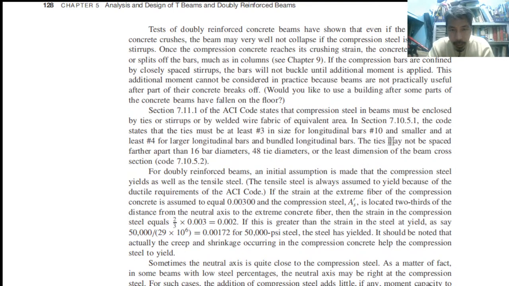The ties may not be spaced farther apart than 16 bar diameters, 48 tie diameters, or the least dimension of the beam cross section. Take note of this. That is the spacing of ties, and these are the maximum. So there are three conditions for maximum tie spacing. If we say 16 bar diameter, that is the main reinforcement. If we say tie diameter, that is the stirrup.